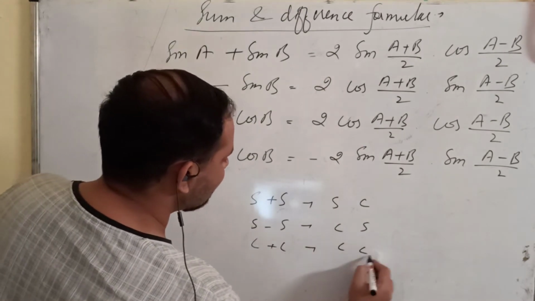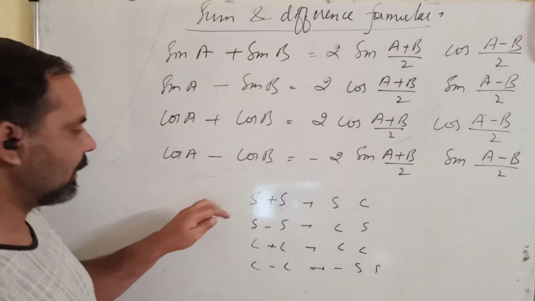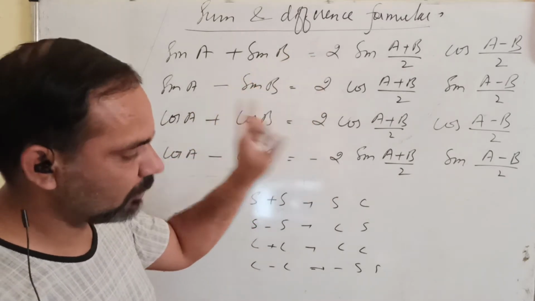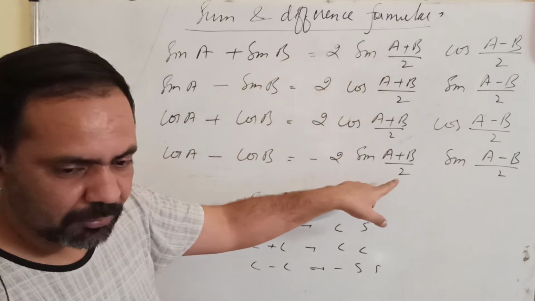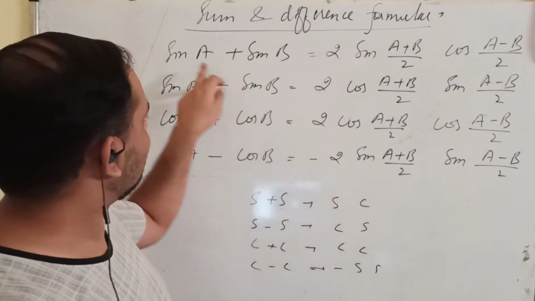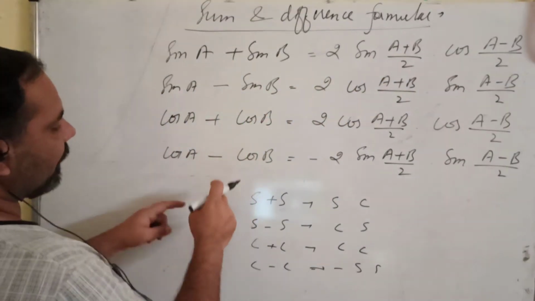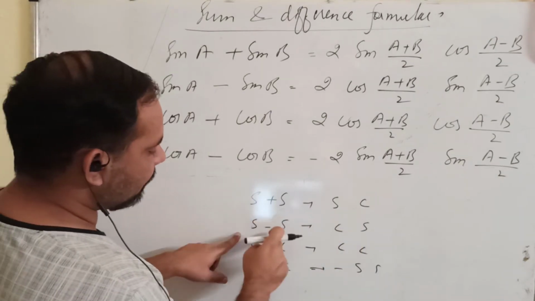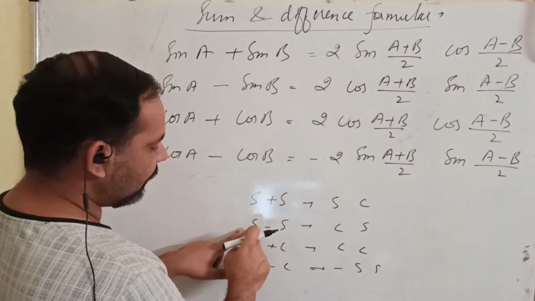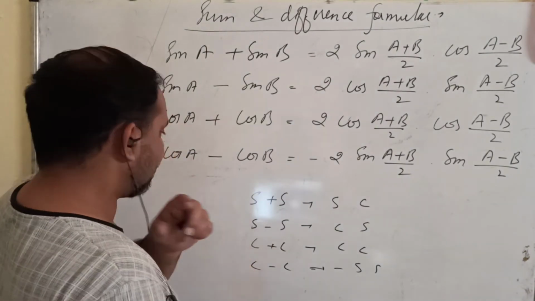So C plus C is CC, and C minus C is minus SS. I remember like this. So sin A plus sin B equals, the 2 will remain common. A plus B by 2 will be the first angle, A minus B by 2 will be the second angle. So S plus S is SC. Sin A plus sin B is 2 sin A plus B by 2 cos A minus B by 2. Then S minus S is CS. If you have plus, then first will be sin, second will be cos. In minus, first will be cos, the bigger angle will be with cos and the smaller will be with sin.